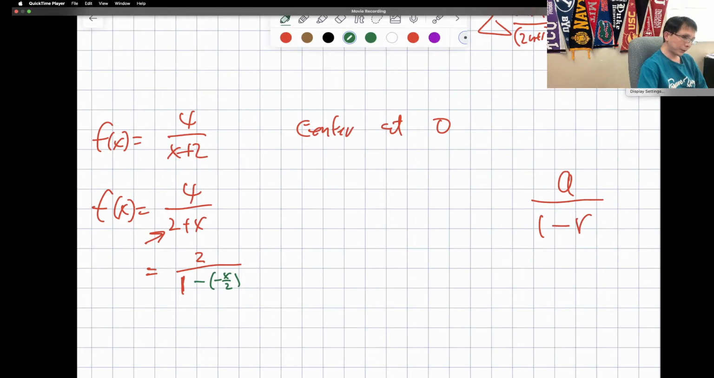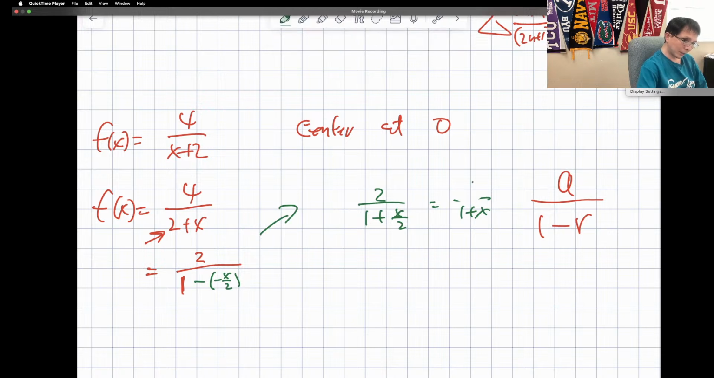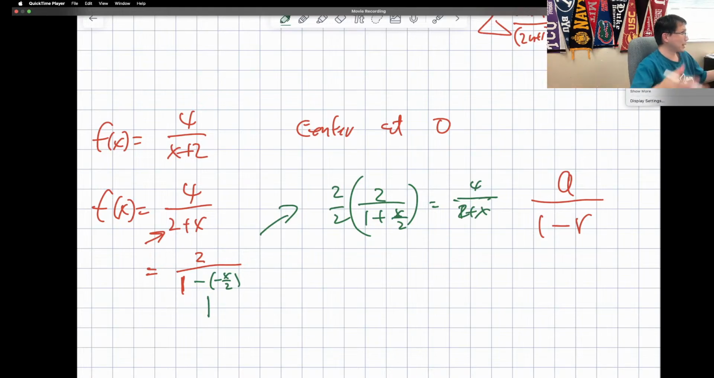Okay, if you don't believe me, let's just distribute it back, all right? So that's just 2 over 1 plus x over 2, right? Yeah. And by times 2 top and bottom, it's going to be 4 over 1 plus x, right? Does that make sense? Yeah. So basically, I'm just trying to change that. It becomes 1 minus something.